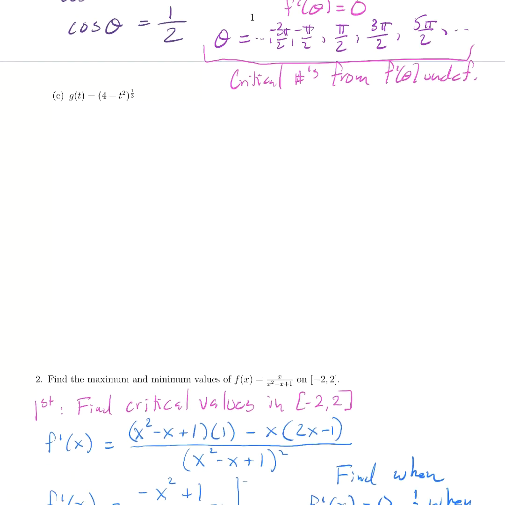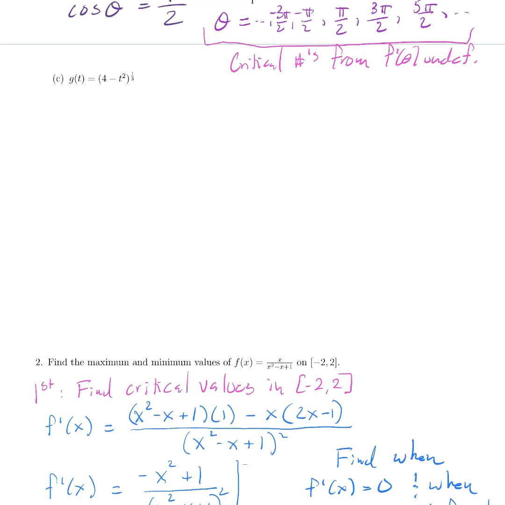Okay, here's the last example. I left this one to work out because the fractional exponents sometimes cause a bit of a challenge. So let's go ahead and find g prime. So g prime of t is 1/3 times 4 minus t squared. We go to 1 less power, which is the negative 2/3. We need the chain rule though, so the derivative of 4 minus t squared is negative 2t.